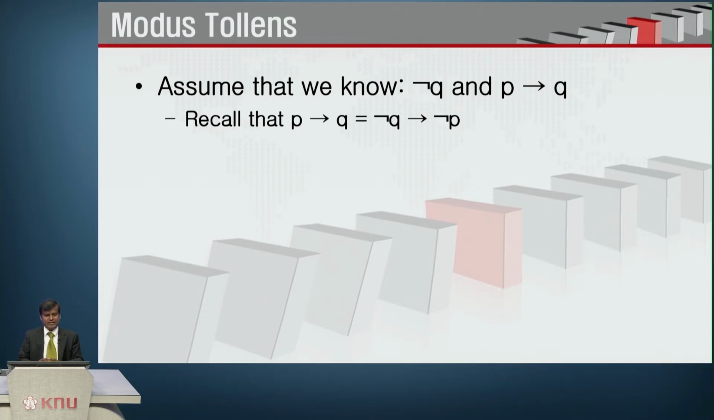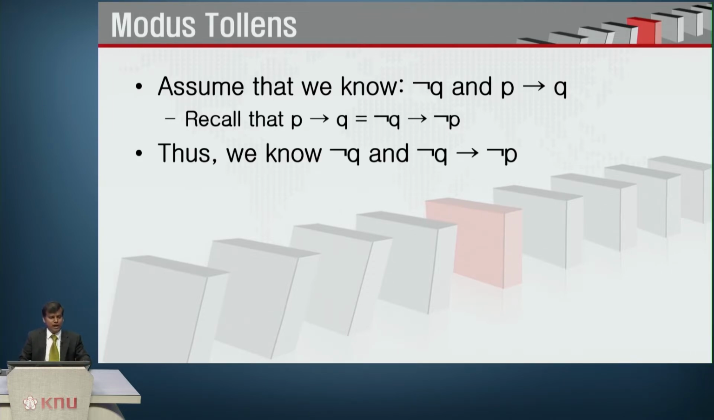Now assume that we know the negation of Q, and P implies Q. Given the negation of Q to be true and P implies Q, you can also recall that P implies Q is equal to its contrapositive, which is negation of Q implies negation of P. Can you recall that? Yes, the conditional statement P implies Q is equal to the contrapositive, negation of Q implies negation of P. So we have the negation of Q, and negation of Q implies negation of P. That's from the contrapositive. Therefore we can conclude the negation of P.